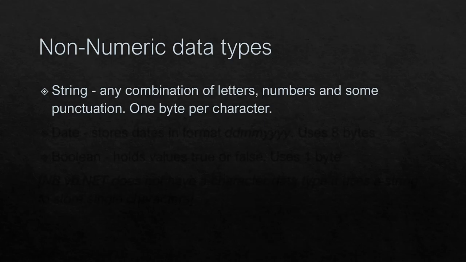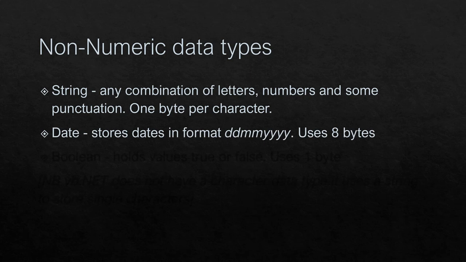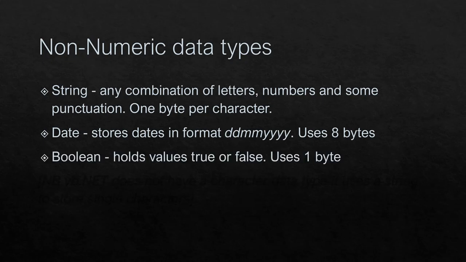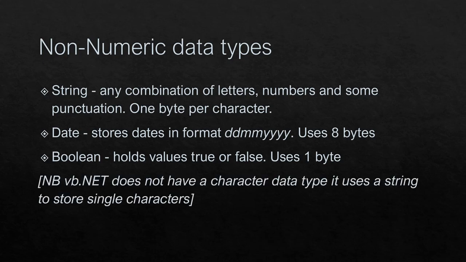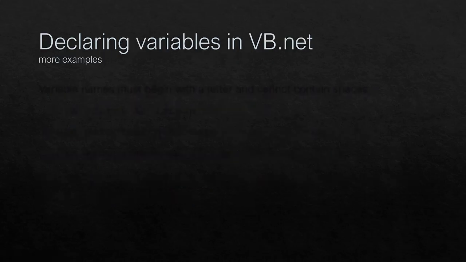Dates, we have a data type called date that uses 8 bytes. That holds dates in the UK format, day, month, and then 4-digit year. Boolean holds the value true or false, and it uses a whole byte of memory to store a Boolean value. Now notice that Visual Basic.NET does not actually support a data type called character. So if you want to store a single character, you actually have to define a string, but that's no big deal because it will just use 1 byte to store the character that you specify.